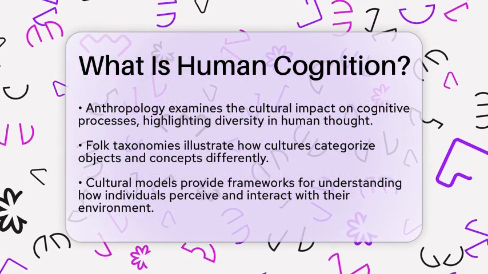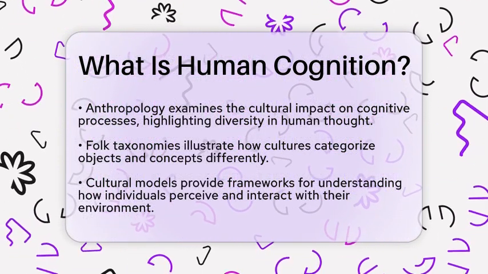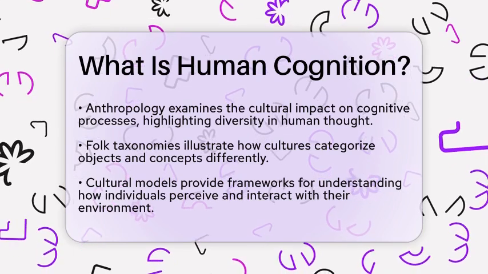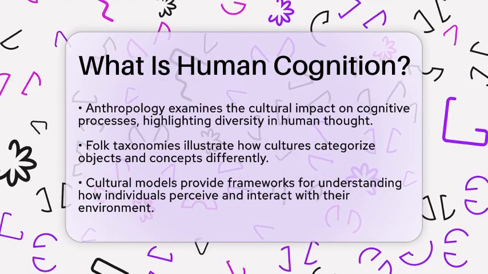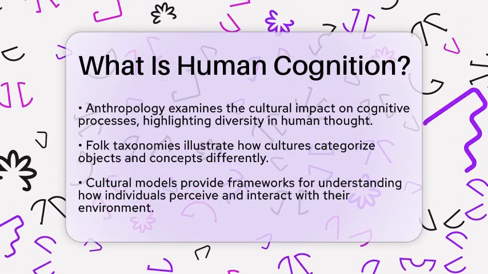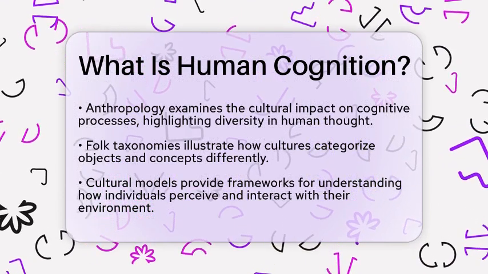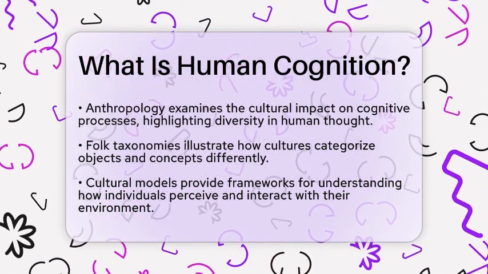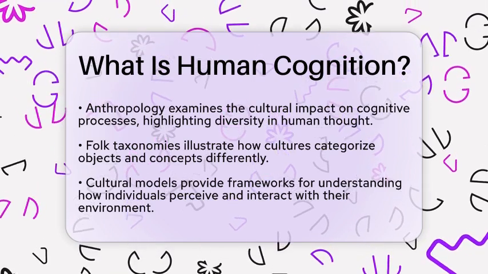Anthropology highlights the cultural influence on cognition. By examining how cultural norms and beliefs shape our mental processes, we can see the diversity in human thought. Different cultures may categorize objects or understand time and space in unique ways. This is evident in folk taxonomies, which are systems used by cultures to categorize objects and concepts.